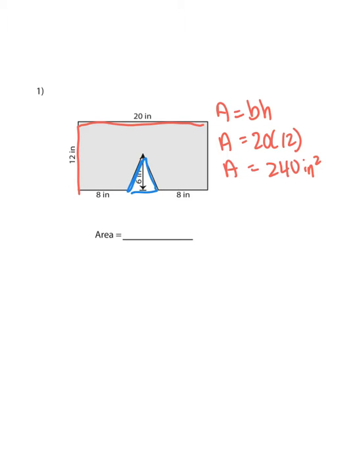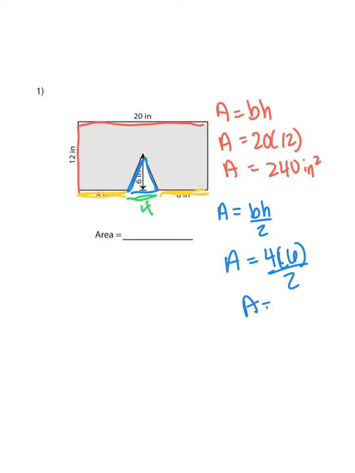Now, what's tricky about that is figuring out what is the base. So I know that this is 8 and this is 8, so that's 16. So what would have to be remaining? That would have to be 4 because the whole thing adds up to 20. So to find the area of the triangle, if I did area equals base times height divided by 2, my area is going to be 4 would be my base times 6 divided by 2. And that's going to get me 12 square inches.